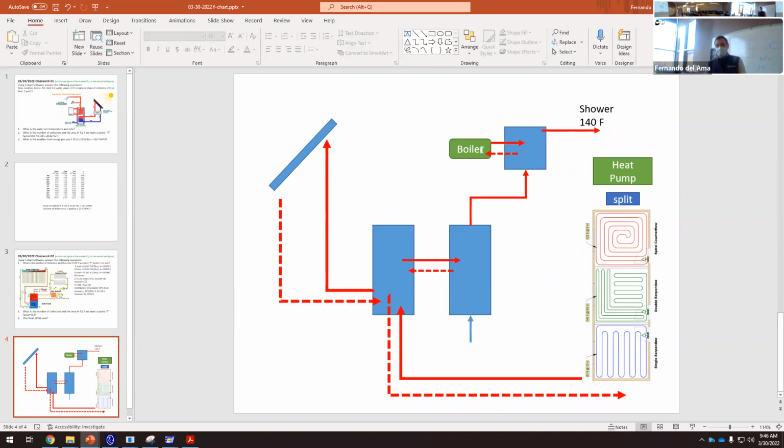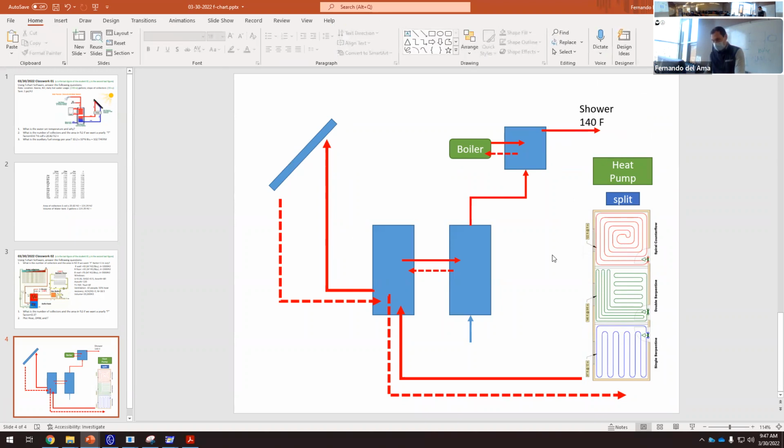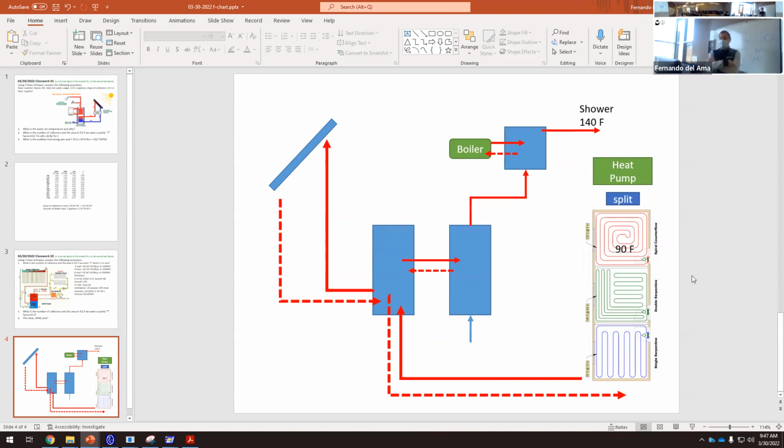Okay. So the boiler, if we don't have anything from the solar collectors, the boiler will be working and it will heat up this little tank up to 140. The temperature here, the temperature inside the room can be, I don't know, 90 Fahrenheit. Not inside the room, but the water running through the radiant floor can be 90 Fahrenheit. Okay, so this is it.